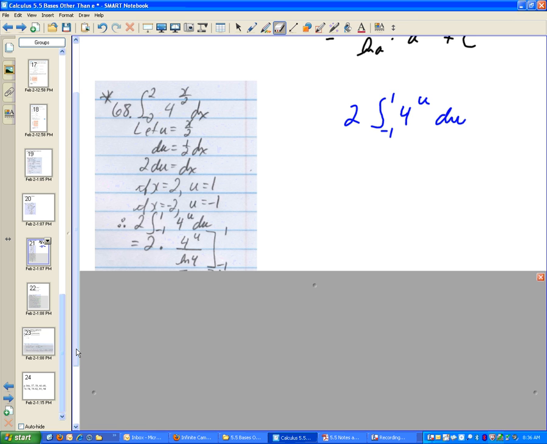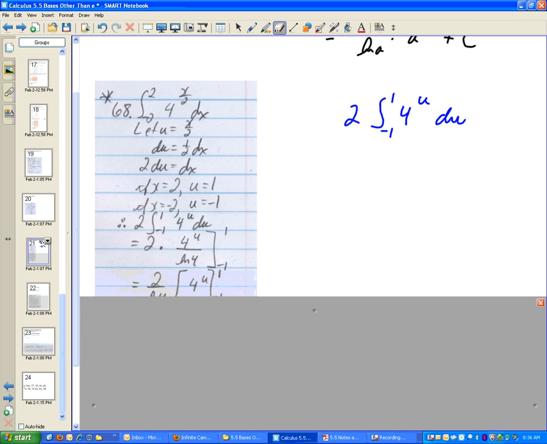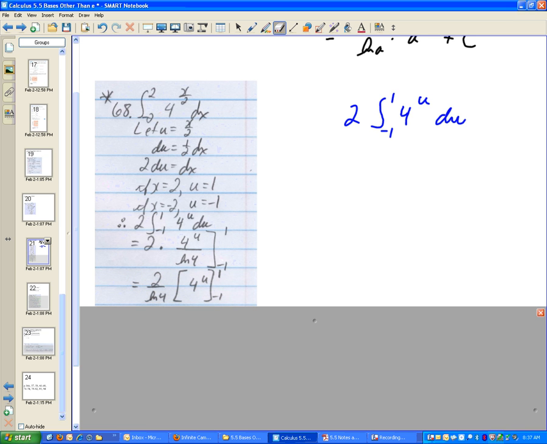Now, remember, at any point, we can factor out constants. The natural log of 4 is a constant. So instead of having to evaluate using the natural log of 4 in there twice, for the capital F of B, and then again for the capital F of A, just factor it out and put it in front, and we'll only have to do it once. We'll just multiply by that at the end.